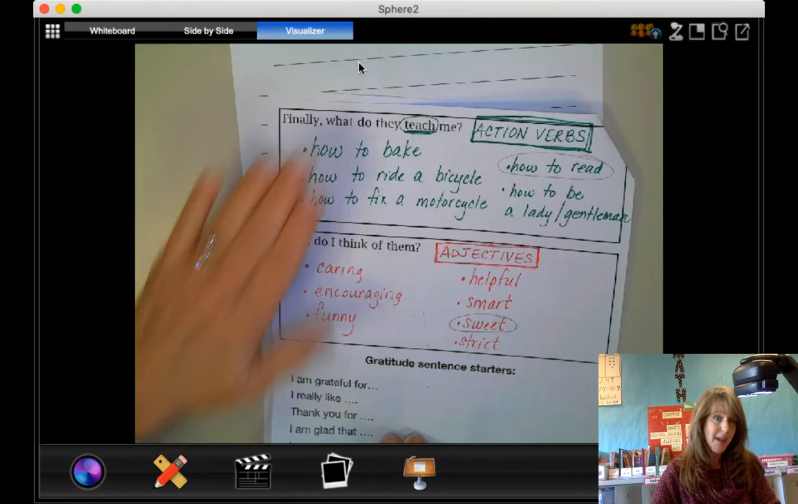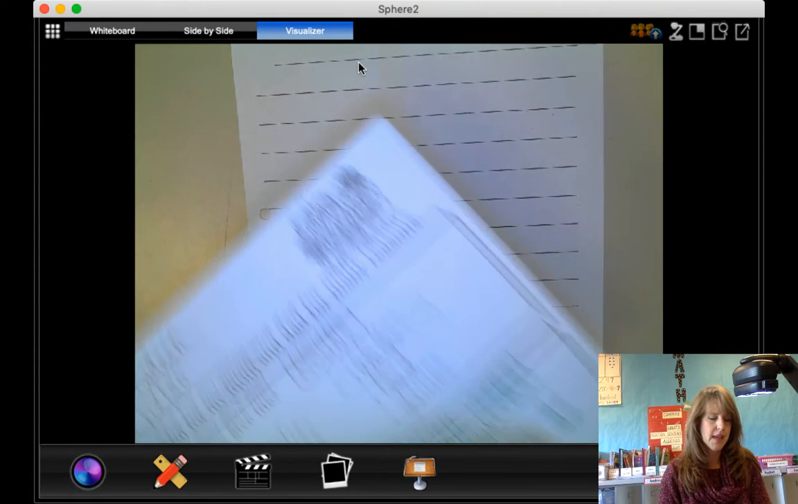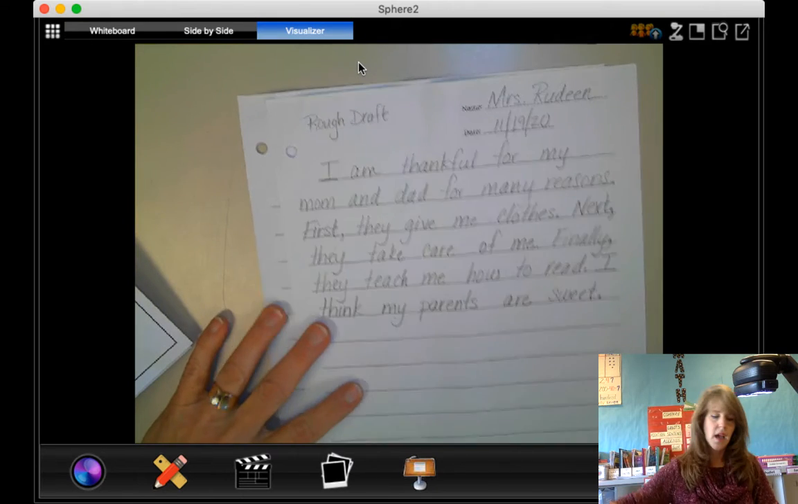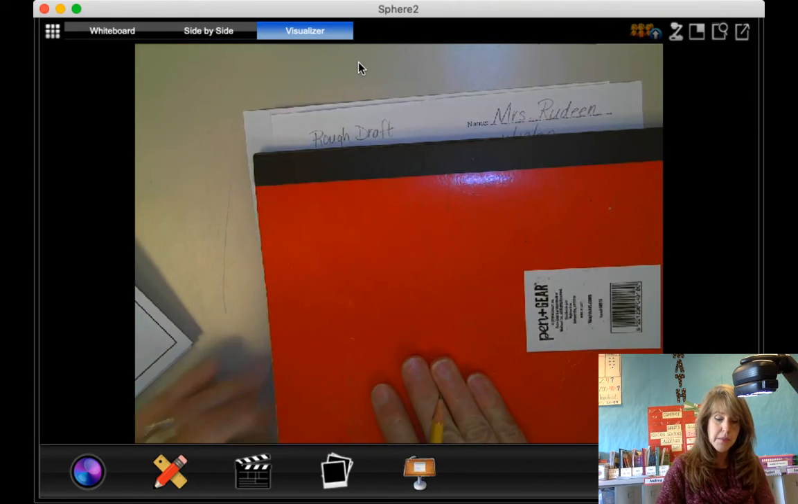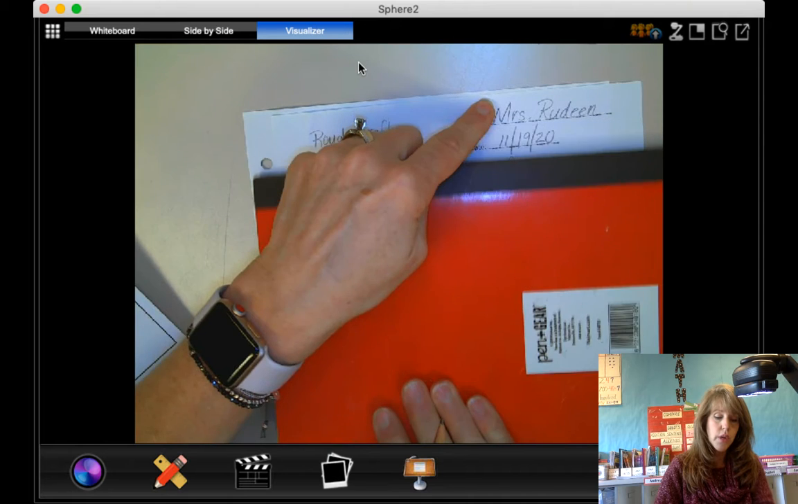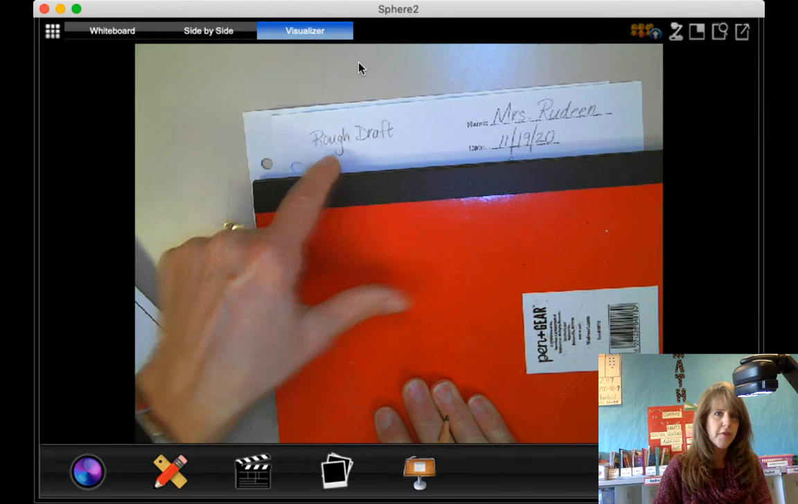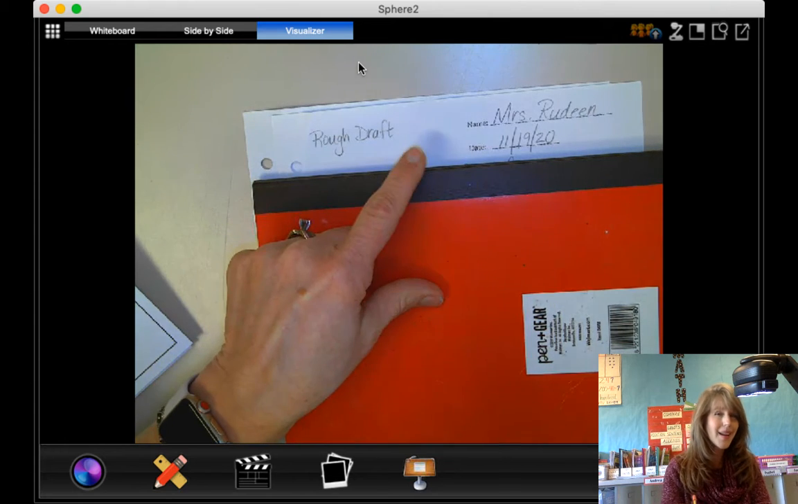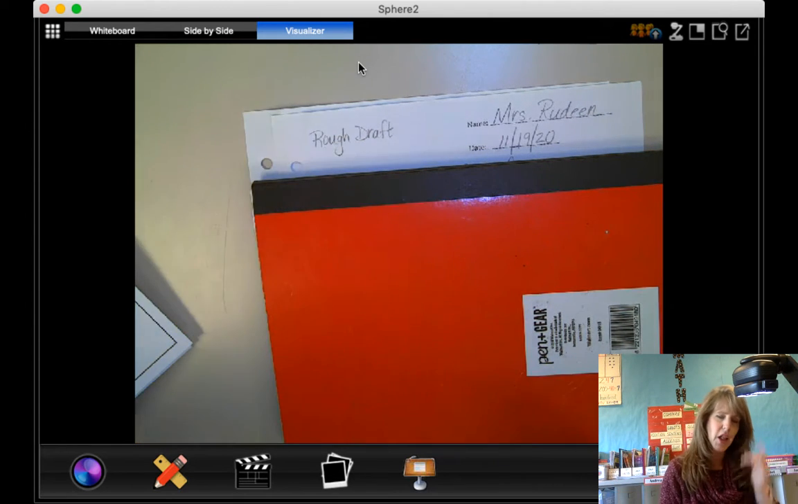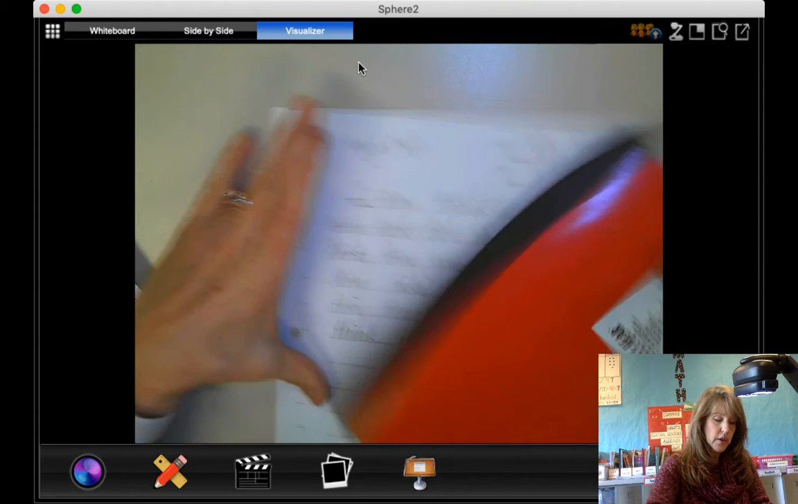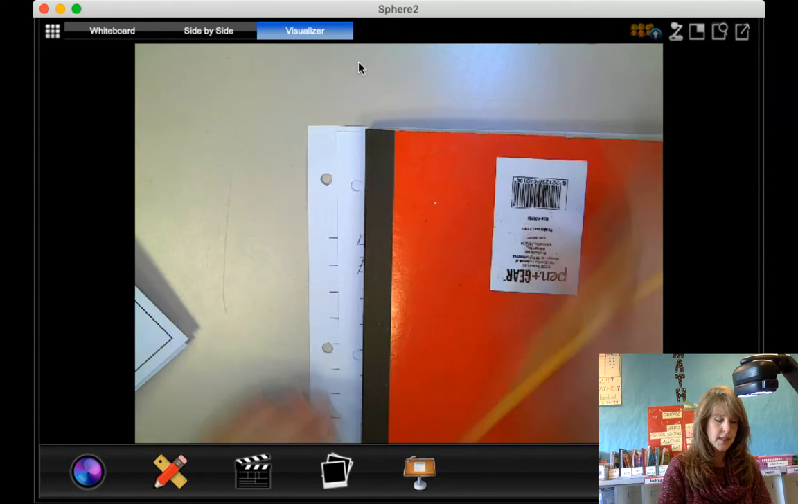So now I have to take my ideas and write them down. So here's something I already wrote as a sample. I already have my name on it. I already wrote today's date. And I happen to write the words rough draft because even though I'm writing, it's okay if I don't spell it correctly. It's okay.